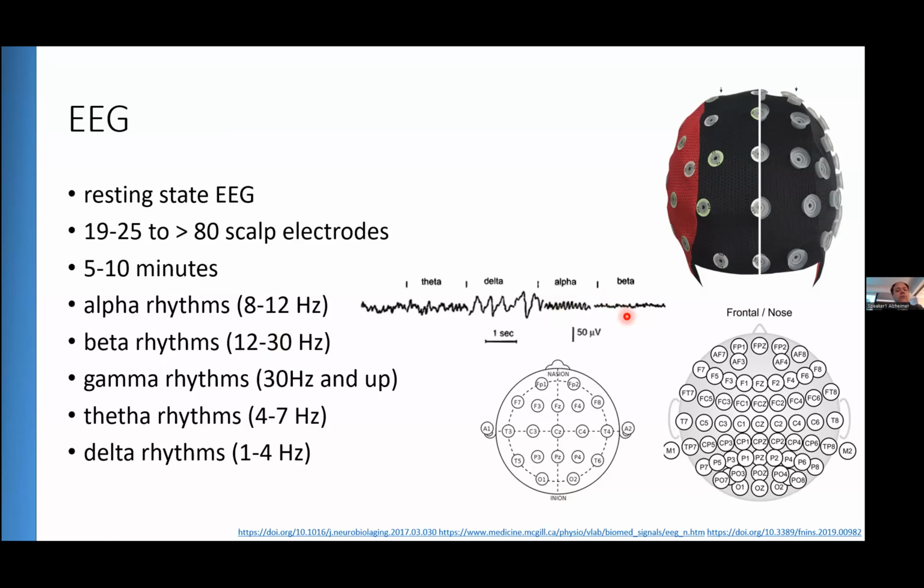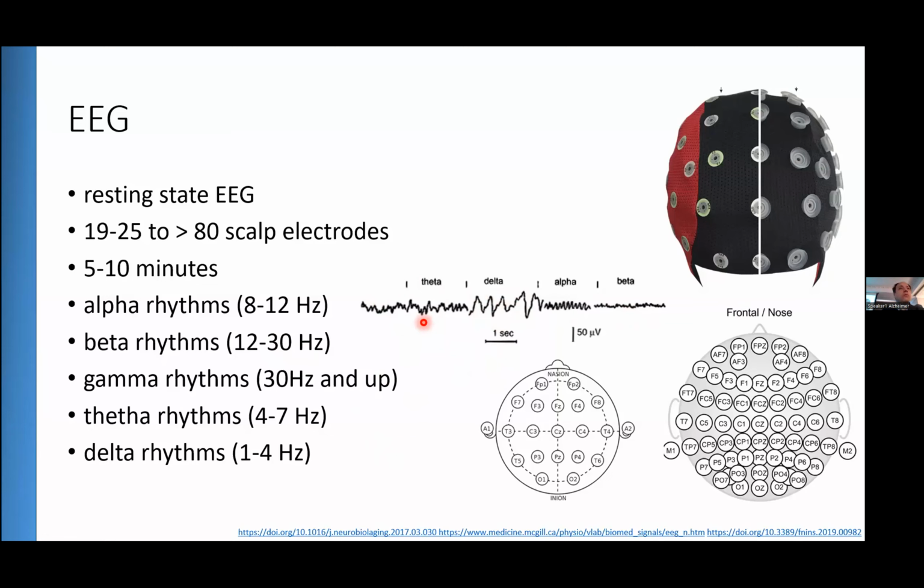And then we can even go to the gamma spectrum, which is 30 hertz and above. But we also have the other possibility: in patients who have some neurodegenerative disorders, or other disorders which affect the brain, those rhythms are going to collapse, and we get the delta and theta rhythms, which are very slow rhythms with high amplitudes. The theta is between 4 and 7 hertz, and delta is between 1 and 4 hertz.